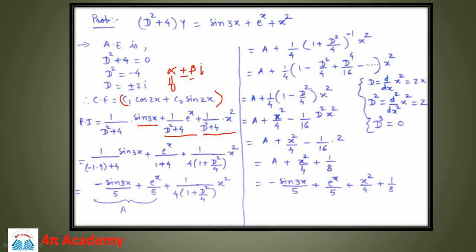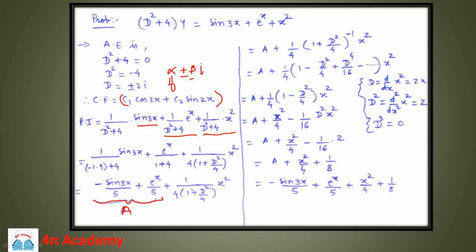Now for simplicity and in order to avoid errors while performing a large number of steps, you can do one thing: you can denote this recurring term by another term, say a, as I have done here. Then this plus it is 1 upon 4 into 1 plus d square by 4 into x square.